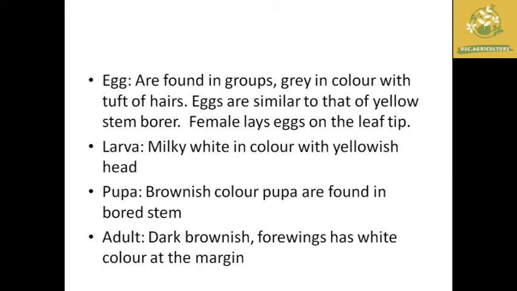While looking at the biology of white stem borer, the eggs are found in groups, grey in color with a tuft of hairs laid by the female, similar to yellow stem borer eggs. The larva is milky white in color with a yellowish head, and the pupa is brownish, found inside the stems of the Ragi. The adult is darkish brown, and the forewings have white color at their margin.